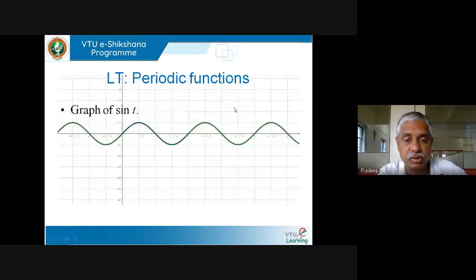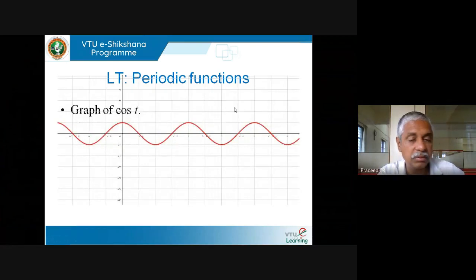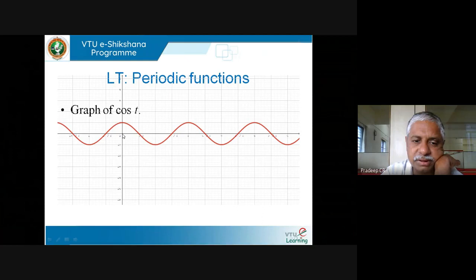Similarly, the same is true for cos also. How do I know? You can see. Let me try to graph this cos function. So this is a sine function. The cos function has a phase lag of pi by 2. You know this. I mean, you must have plotted cos t several times before. Cos 0 is 1. Cos pi by 2 is 0. Cos 3 pi by 2 is minus 1. Cos 2 pi is 0. So, correct?